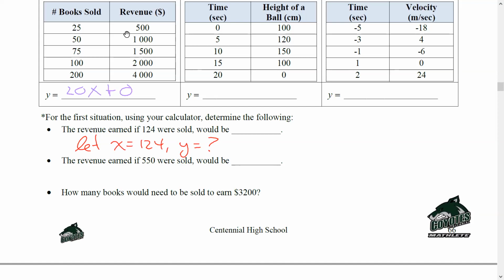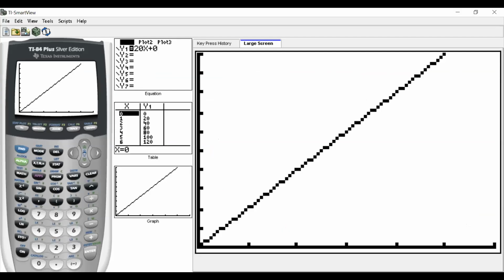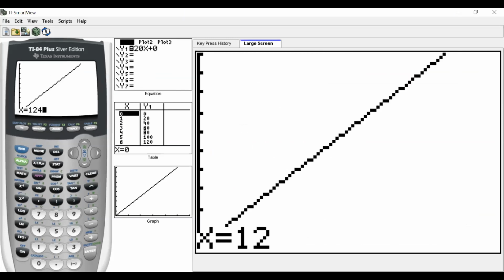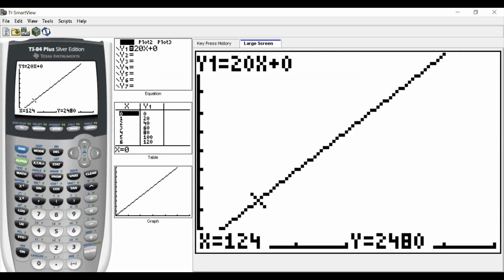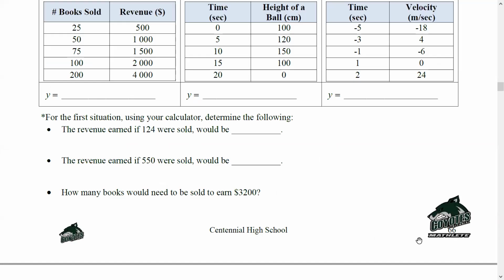Okay, so I go to my calculator, and it said when x was 124. So I go in here, value, and I'm going to let x be 124. There it is. I'm going to earn a revenue of 2,480. Now, if you tried to do that and you got an error, it's because your window settings weren't big enough. So you've always got to have a bit of an idea of what your window settings are going to be.